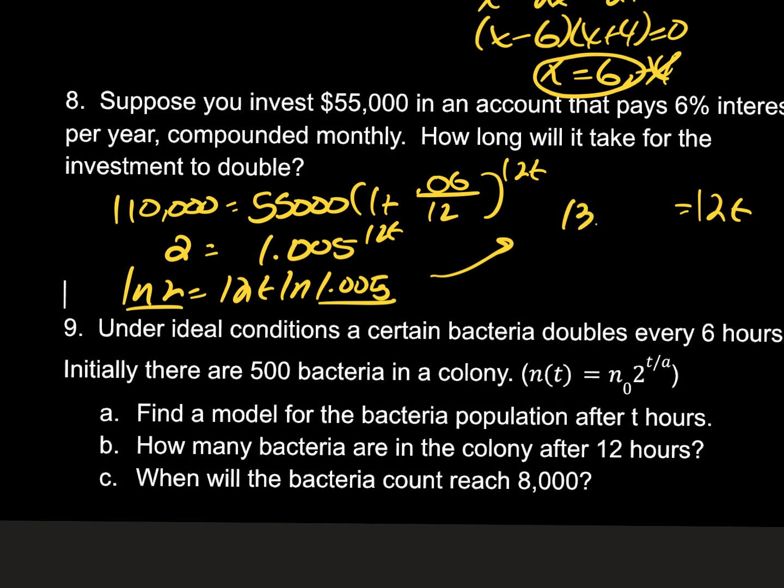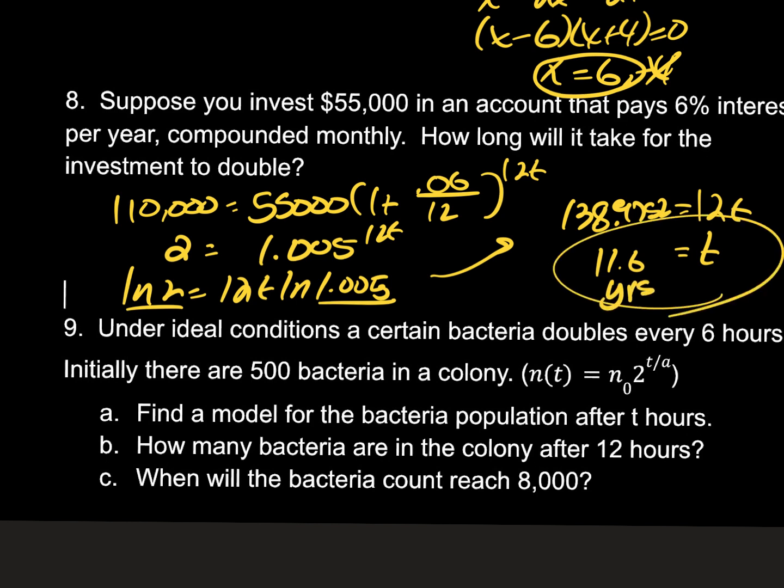I'm getting 138.975. That's too many decimal places because I'm talking about time. And divide that by 12. When I divide that by 12, I'm getting 11.6 years for it to double. Not bad. Making $55,000 in 11 years doing nothing.